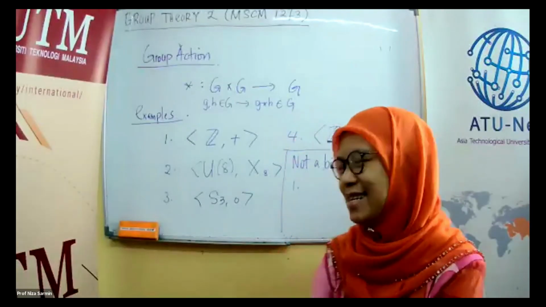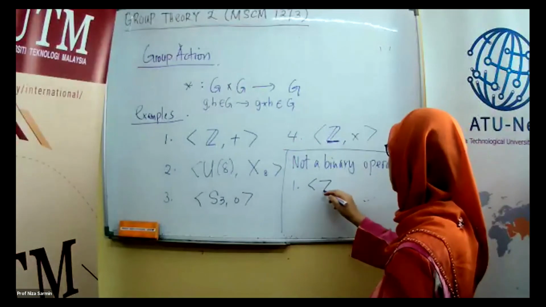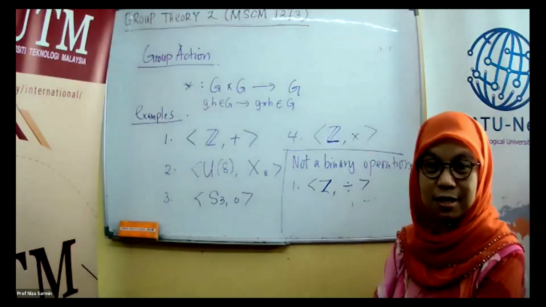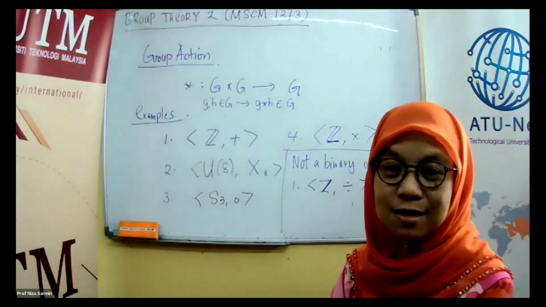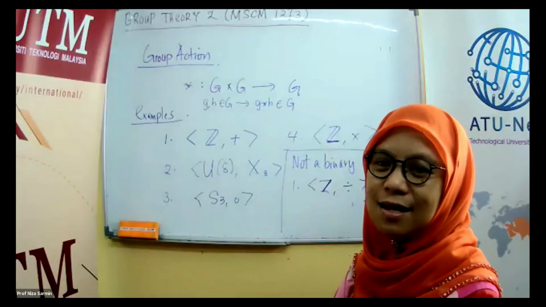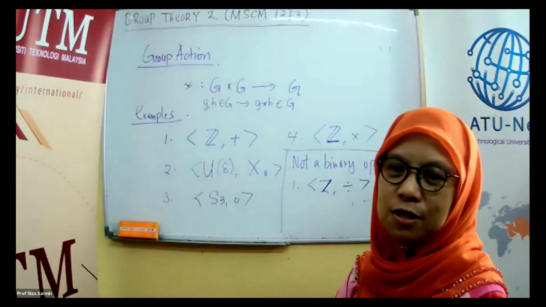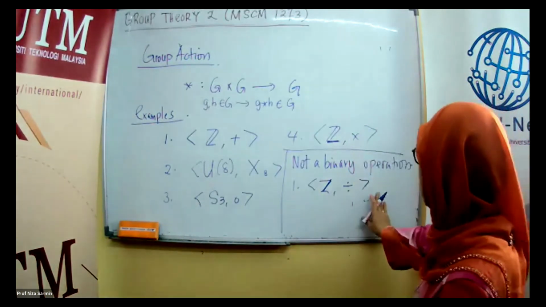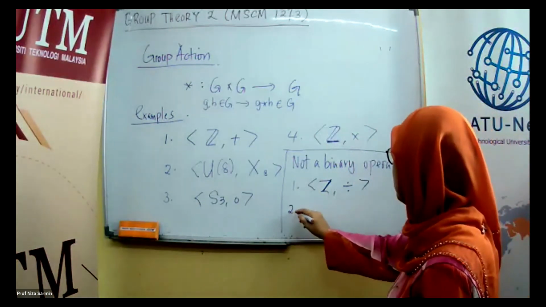Set of integers under division. That's an example. You take 2 integers, you divide, you don't get an integer back. So it's not a binary operation. It goes out, right? Okay, Ayn, you want to try? Yes, Prof.